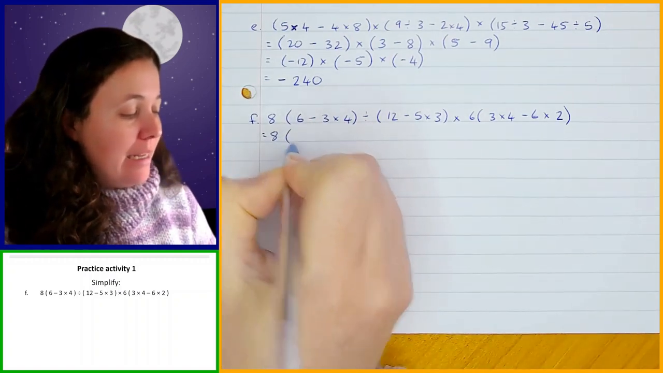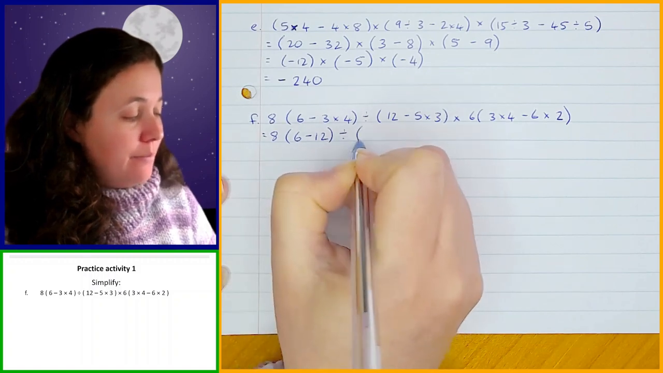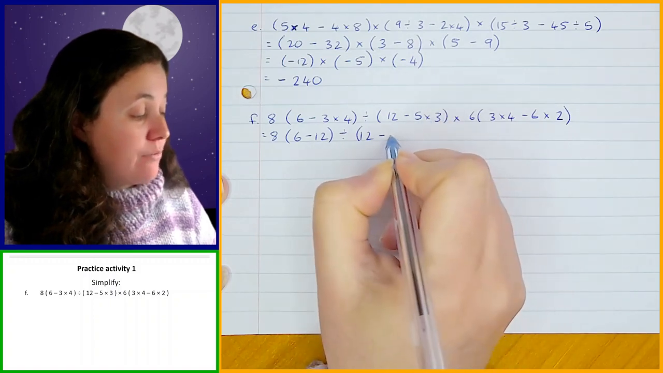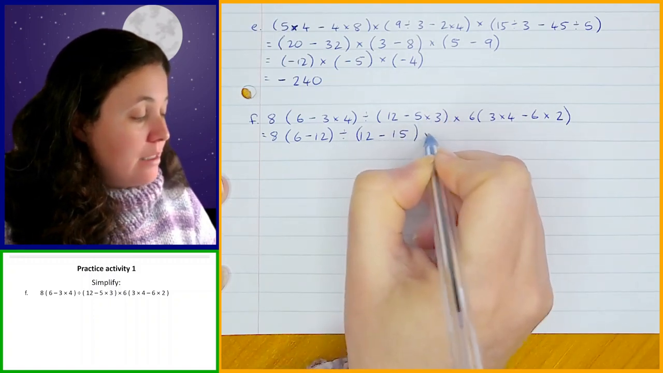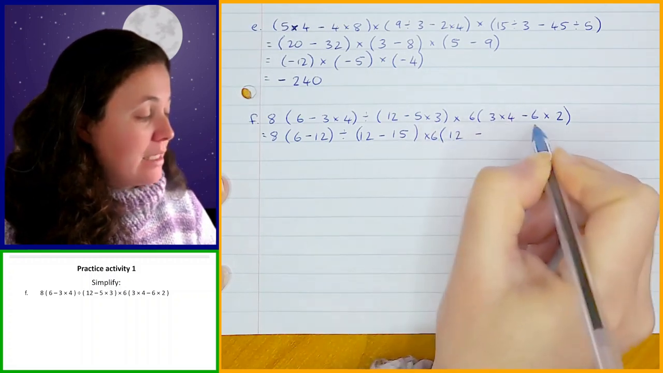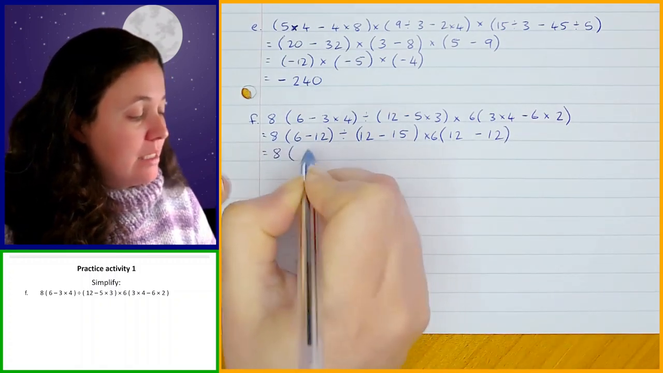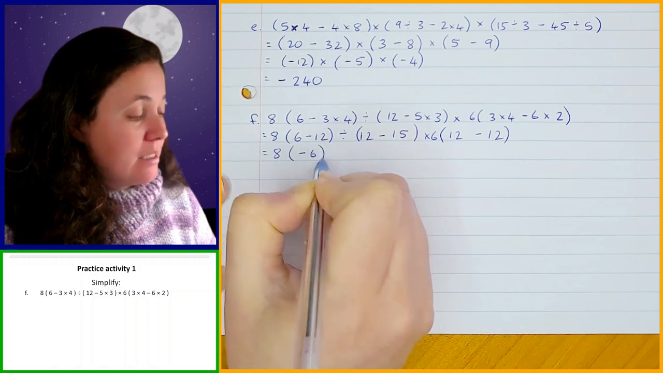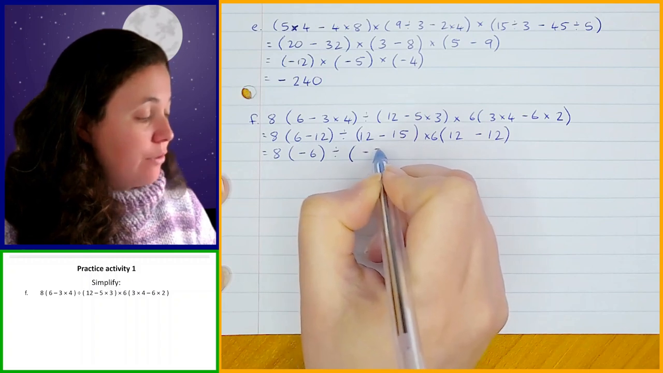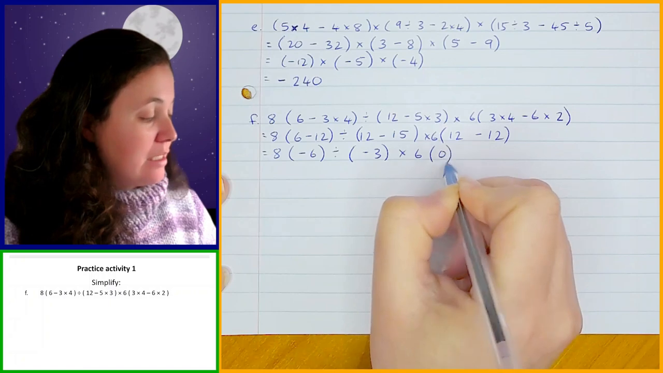Okay, so first of all, our multiplication inside the brackets. We've got 8, and then 6 minus 3 times 4 is 12, divided by 12 minus, in brackets, 5 times 3 is 15, times, in brackets, 3 times 4 is 12, minus 6 times 2 is also 12. Okay, so this gives us 8 times 6 minus 12 is negative 6, divided by 12 minus 15 is negative 3, multiplied by 12 minus 12 is 0.